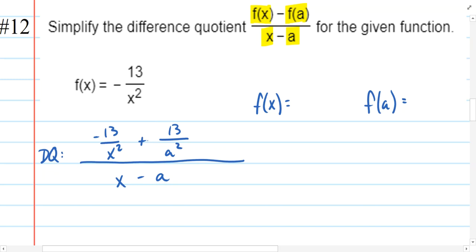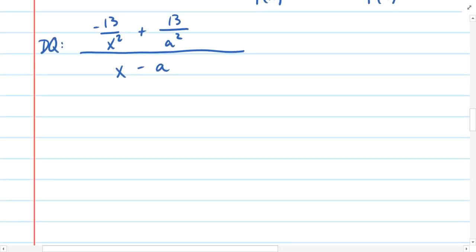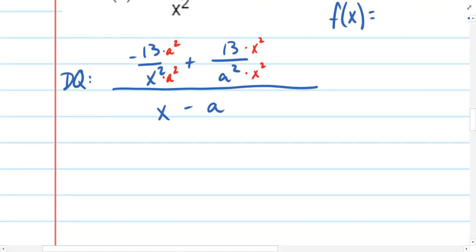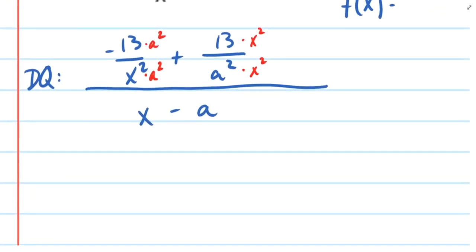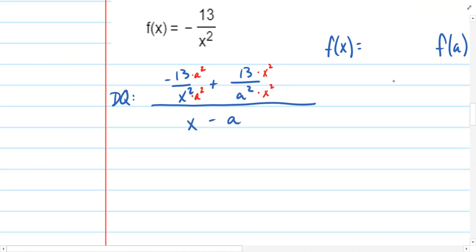Now part of the reason why I don't like this definition is we encounter this problem a little bit more frequently, although this is a fraction and we were bound to run into it anyway. But in order to add these two fractions in the numerator of the difference quotient, we've got to find a common denominator. Now the common denominator is going to have to be x squared times a squared. So by multiplying both of these by the other fraction's denominator, we should be able to find a common denominator here, and we should be able to add them together.